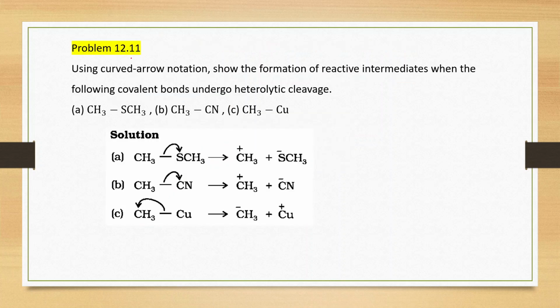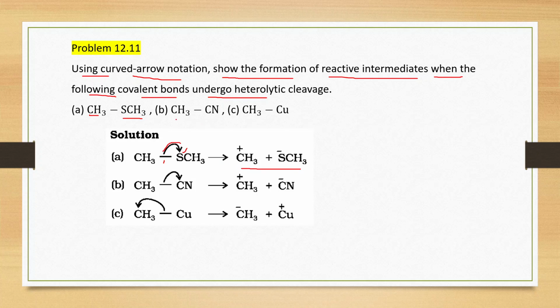Now see some questions. Problem 12.11. Using curved arrow notation, show the formation of reactive intermediates when the following covalent bonds undergo heterolytic cleavage. First one is CH3-SCH3. In this case you must know which one is more electronegative. Sulfur is more electronegative, so the bonded electrons from this bond will shift to this sulfur. This is a curved arrow and we will get these species.